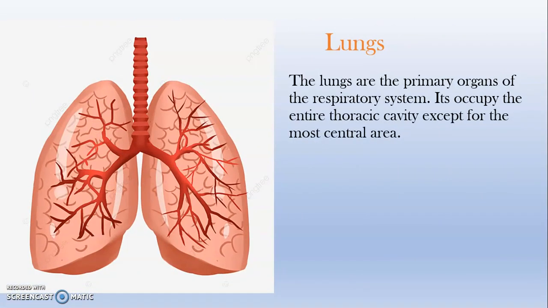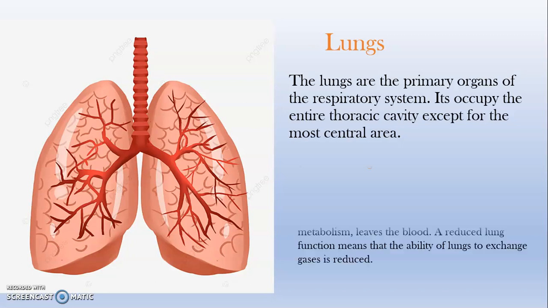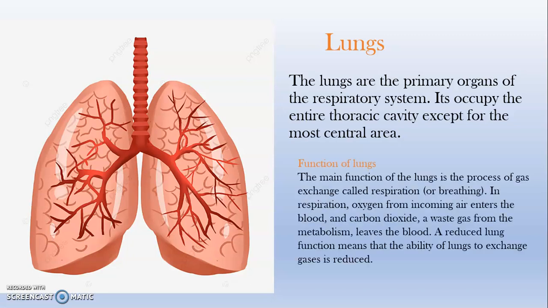And the last organ is the lungs. The lungs are the primary organ of the respiratory system. They occupy the entire thoracic cavity except for the most central area. The main function of the lungs is the process of gas exchange called respiration or breathing. In respiration, oxygen from incoming air enters the blood, and carbon dioxide, a waste gas from metabolism, leaves the blood. Reduced lung function means the ability of the lungs to exchange gases is reduced.